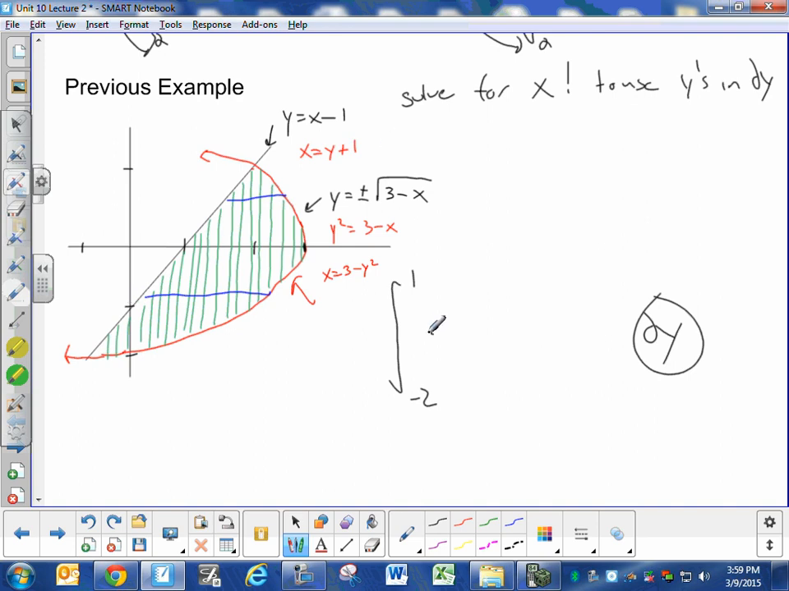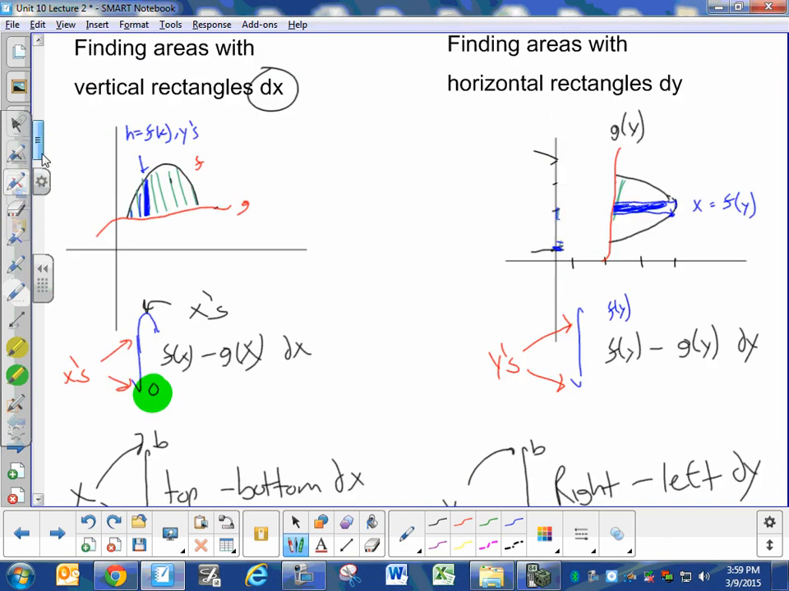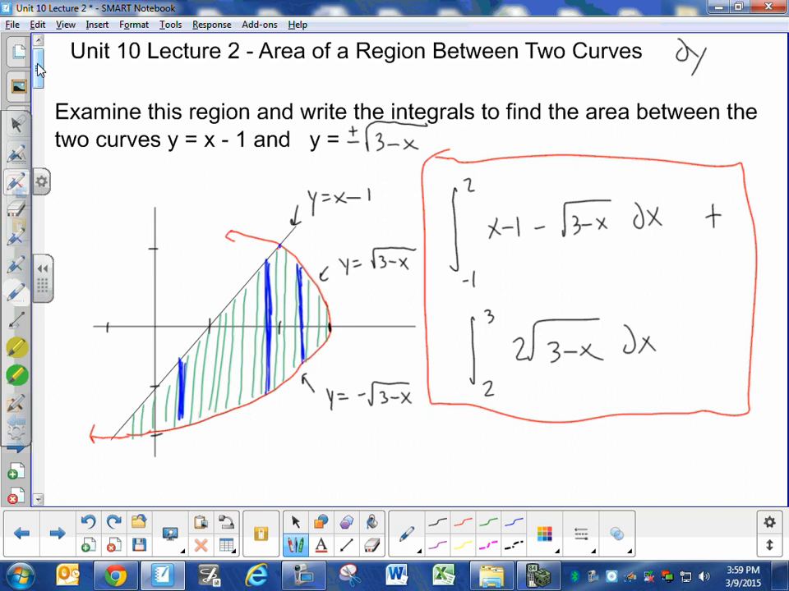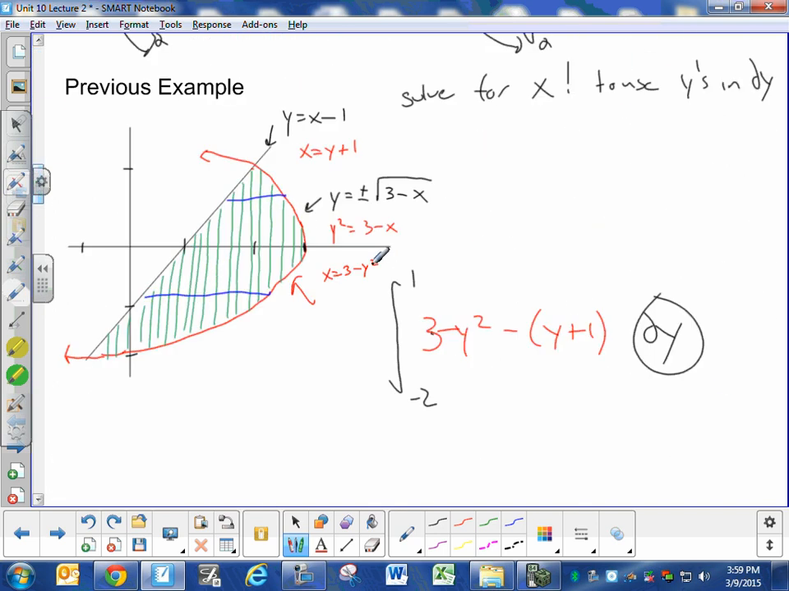So now I can do my right minus the left, the right being the 3 minus y squared. This gives me an x value, which gives me the right length. I subtract the left length, which is subtracting the y plus 1. Now, if I plugged this into my calculator, we'd get the exact same value. I would do that, but I don't have time to do that. So that's something that you can try.